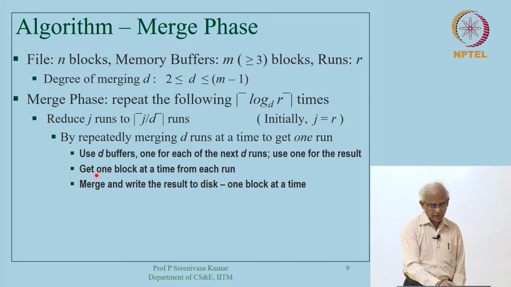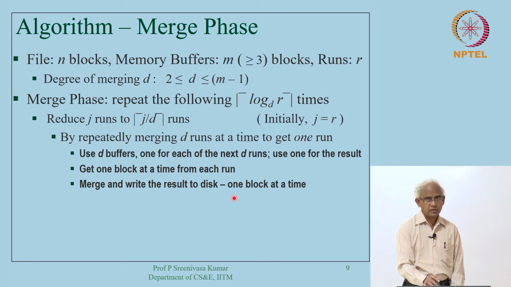So, get one block at a time from each of these runs. Each of these runs is a huge file again. So, get one block at a time from each of these runs, merge and write the result to the disk. This you can afford to do because each of those runs are already sorted. So, you can consider the topmost block in each of those runs, and then if necessary, I will show you a diagram also for that. Merge and write the result to the disk, one block at a time.